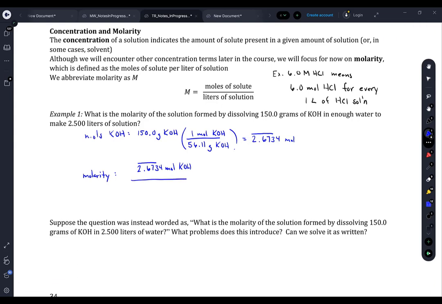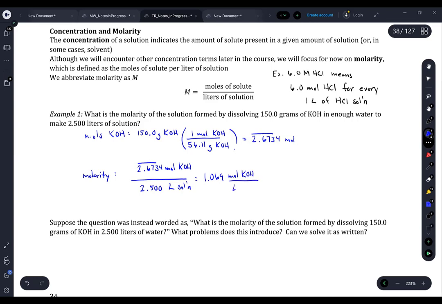And the volume wasn't 1 liter, it was 2.500 liters of the solution, right? So moles over liters gives you molarity, 1.069. Which, instead of writing it out this long, tedious way, we would usually just write 1.069 molar. And that's how we read the M, molar KOH.